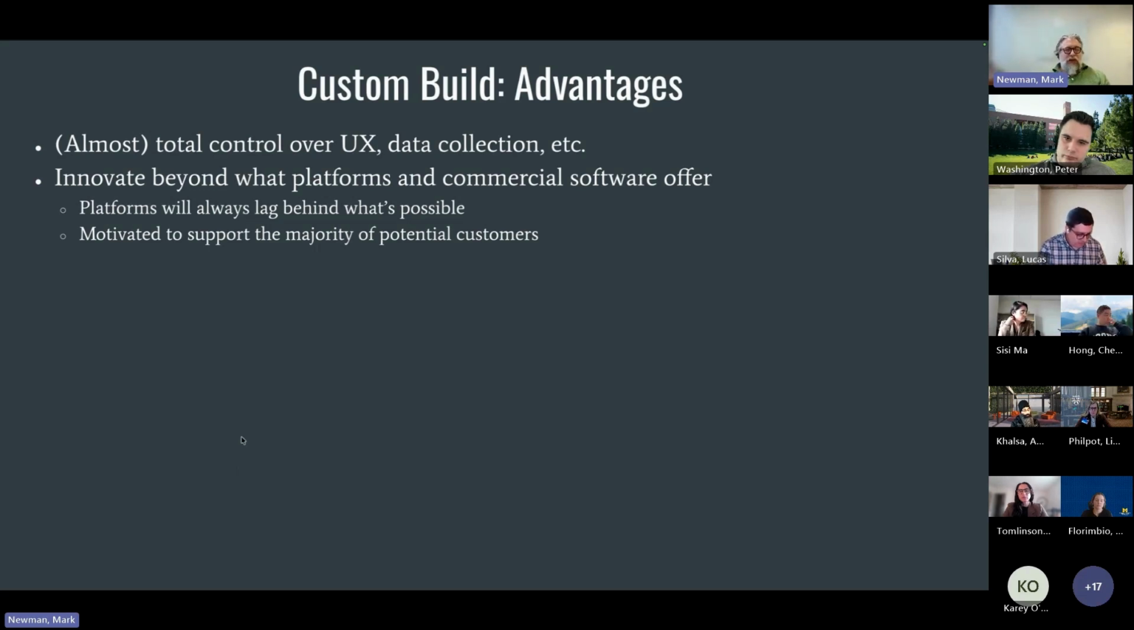And obviously, this approach allows you to innovate beyond what platforms and commercial software offer. One thing to think about is that these platforms, things like My Data Helps and Pathverse that we talked about before, are always going to inherently lag behind what's possible because they're providing a wrapper around the things that are offered by the operating system, by third-party sensors and integrations. If you do it yourself, you can get access to those things on your timeline, not on their timeline.